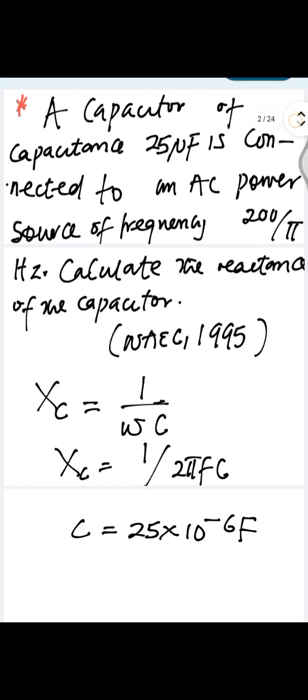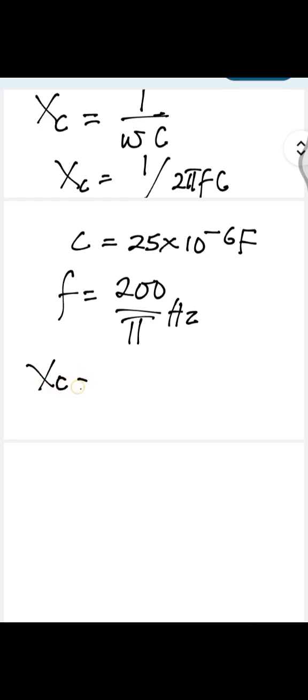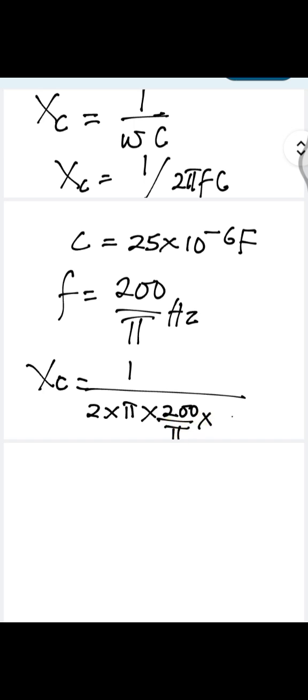What else have we been given? We've been given the frequency. The frequency f is simply 200 divided by pi hertz. So if we put it there to find the reactance of this capacitor, we are going to have that X sub C is equal to 1 divided by 2 times pi times 200 divided by pi multiplied by our capacitance, which is 25 times 10 raised to power negative 6. The whole thing is in ohms because that is the unit of reactance.